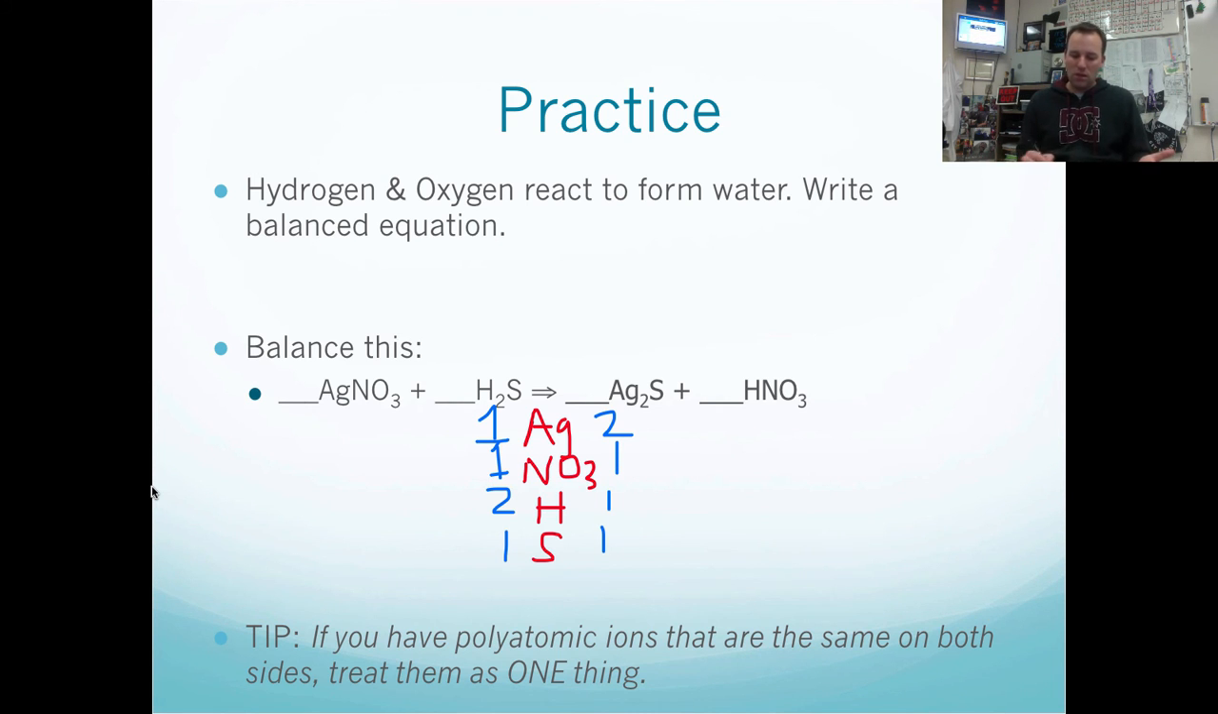So now you just pick. There's no right way to do it. You say, I need more silvers, so I'm going to put a 2 in front of this one over here. That makes 2 silvers, but that also makes 2 nitrates in this case. So now I need more nitrate on the right-hand side, so I'm going to put a 2 here. That makes 2 nitrates. Oh, and look at that. It also fixes our other problem and makes 2 hydrogens. Easy. So there's our balanced equation. Everything is now balanced and equal on both sides.